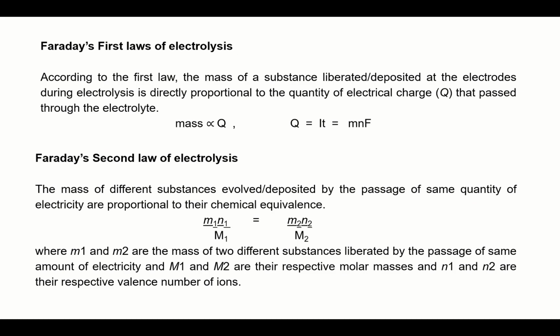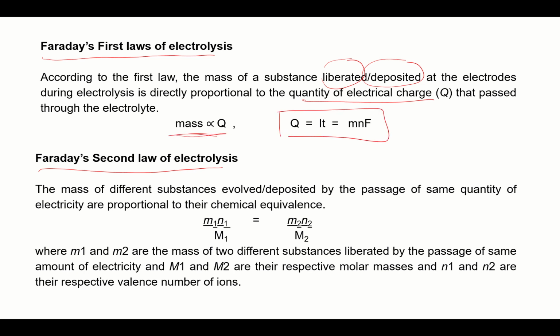So this electrogravimetry also involves Faraday's first law as well as Faraday's second law. According to the first law, the mass of substance liberated, if they are gases, or deposited, if they are solid, at the electrode during electrolysis is directly proportional to the quantity of electrical charge, or Q, that passes through the electrolyte during the electrolysis. So you can use this. This is the relation between mass and the charge passed.